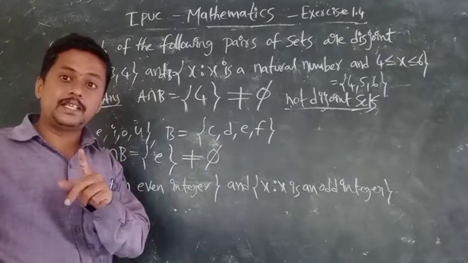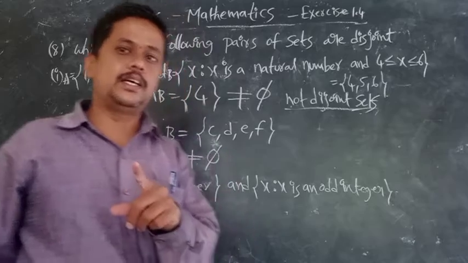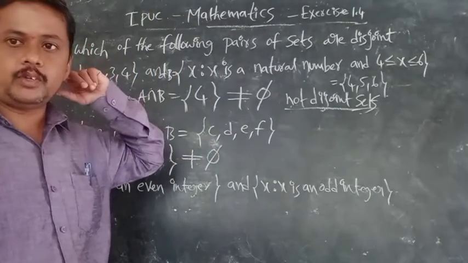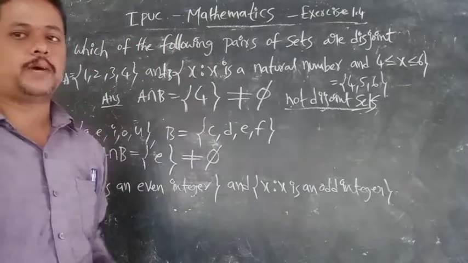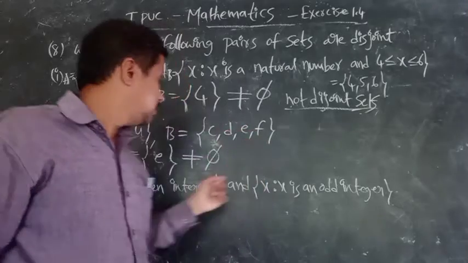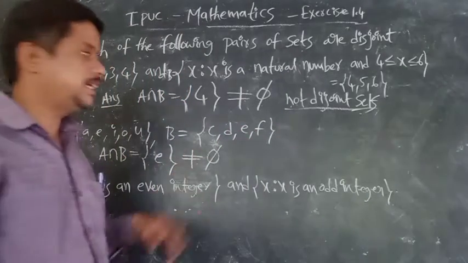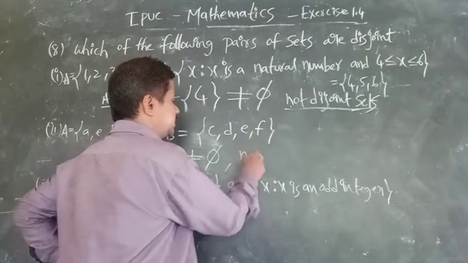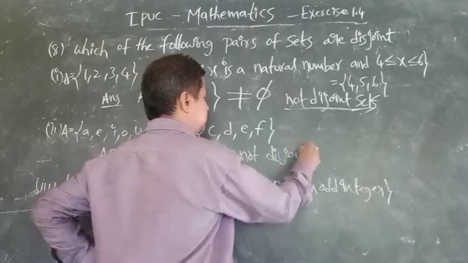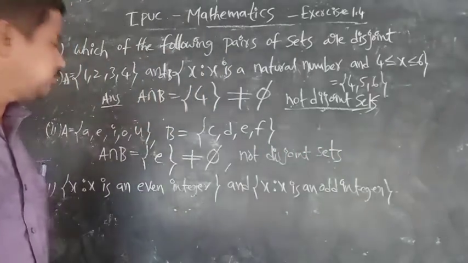Only in the case where it equals the empty set can we say the sets are disjoint. If A intersection B is equal to pi, then we can say A and B are disjoint sets. Here A intersection B is not equal to pi. That's why these are not disjoint sets. Next we will move to the third question.